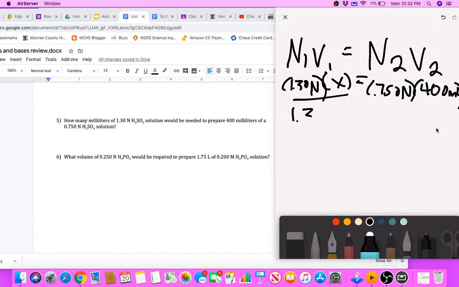We're going to have to divide both sides by the 1.30 normal. Notice that if we have molarity or normality on both sides, then they cancel out. If we don't have that on both sides, they can't cancel out. That's why we need either normality on both sides or molarity on both sides. The same is true for volume. Whatever volume we have on one side, we must have on the other so they can cancel out. So here, 1.30 normal cancels out and we have X. On the other side, the normality cancels out, and we have 0.750 times 400 divided by 1.30.